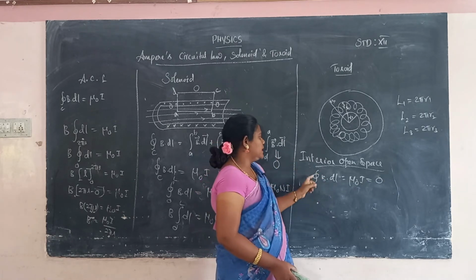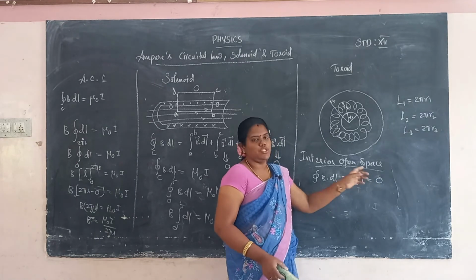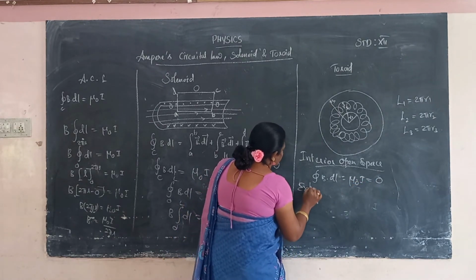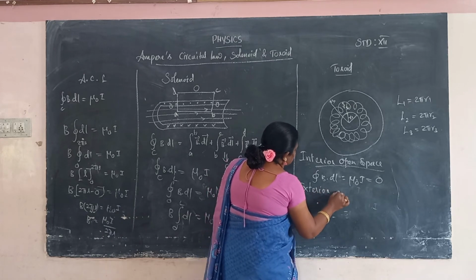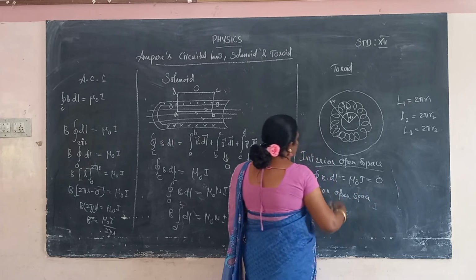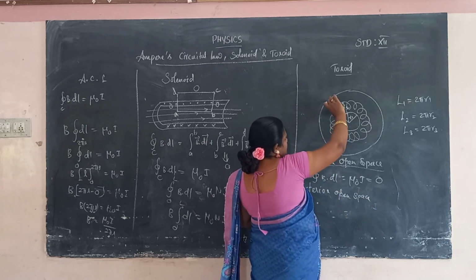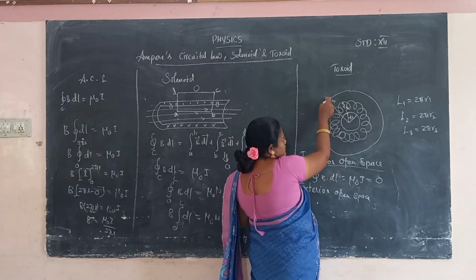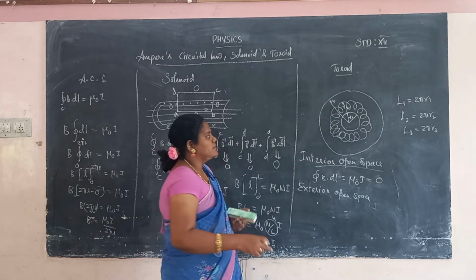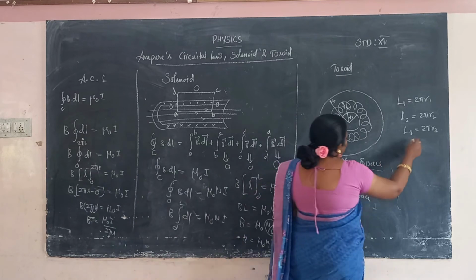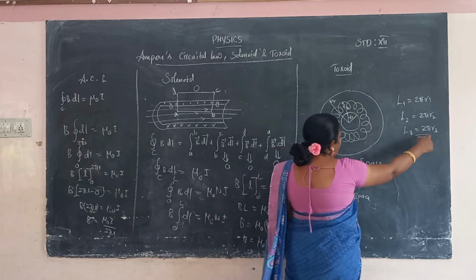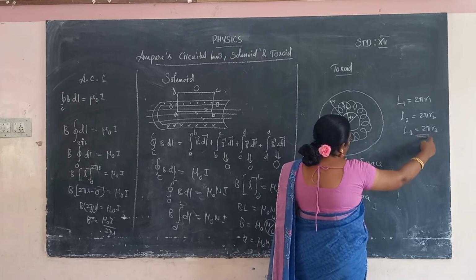So the closed integral of B dot dl is equal to 0. And then the exterior open space of the toroid, in the middle point of this, the radius is R3. So L3 is equal to the circumference of the whole space region, that is 2 pi, but the radius is R3, so 2 pi R3.